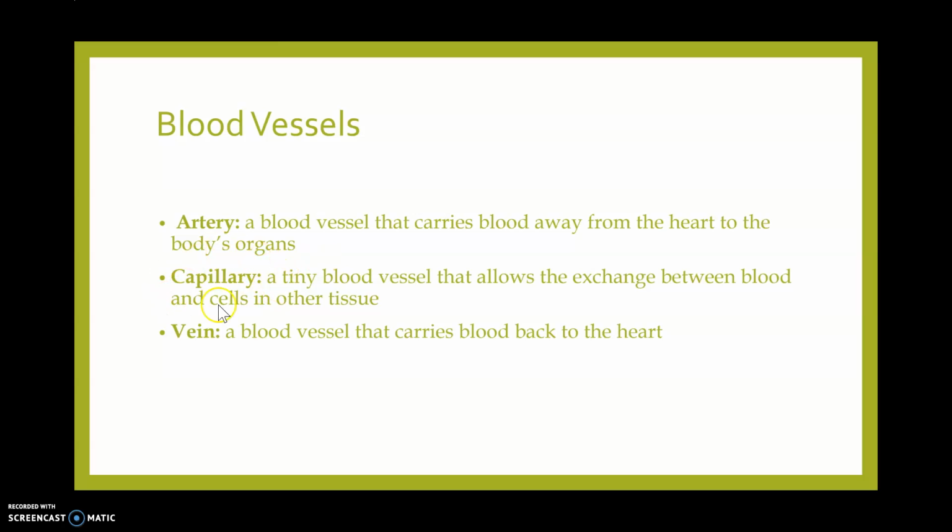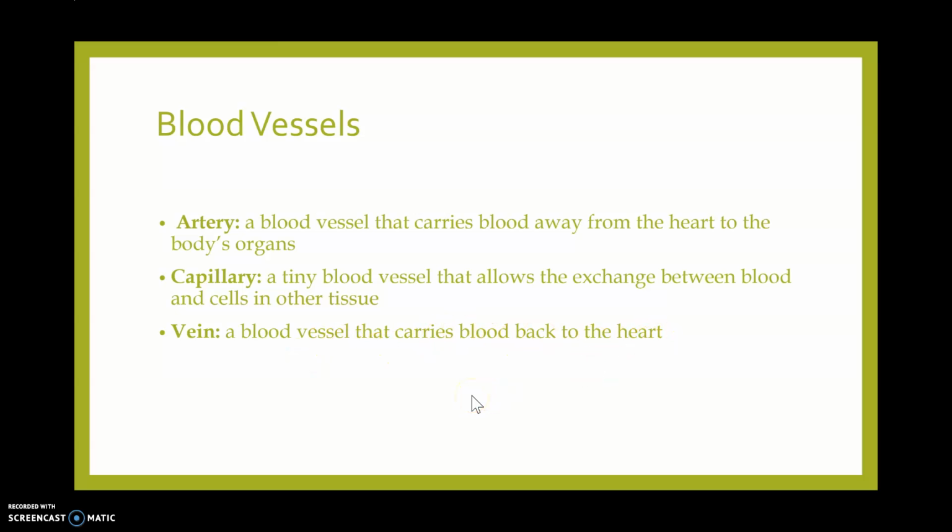Our capillaries are the tiny blood vessels, usually only about 1 cell thick, that allow the exchange of gases, our oxygen, carbon dioxide, and any other wastes, between our blood and the cells of our other tissue. So this is where we're going to find, within our organs, that trade-off. And then finally, our veins are the blood vessels that carry blood back to the heart.